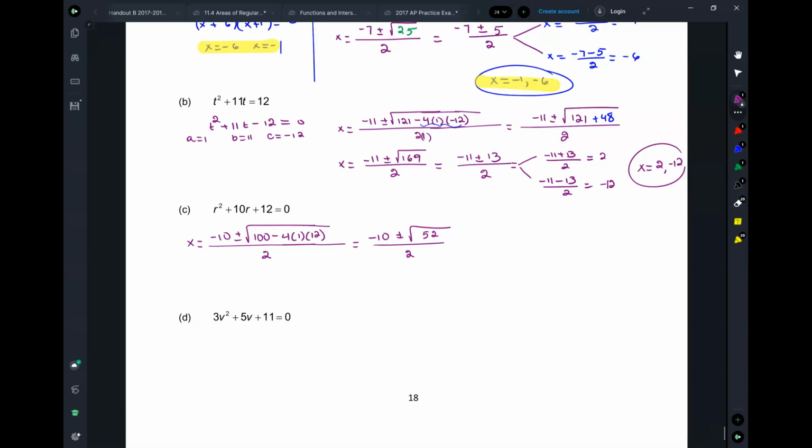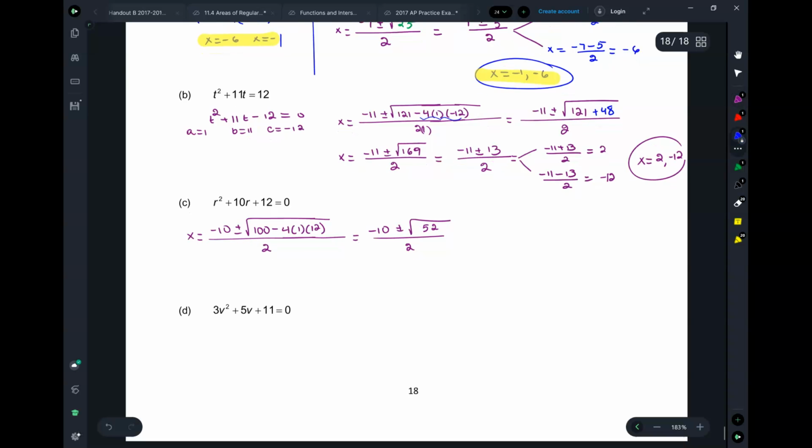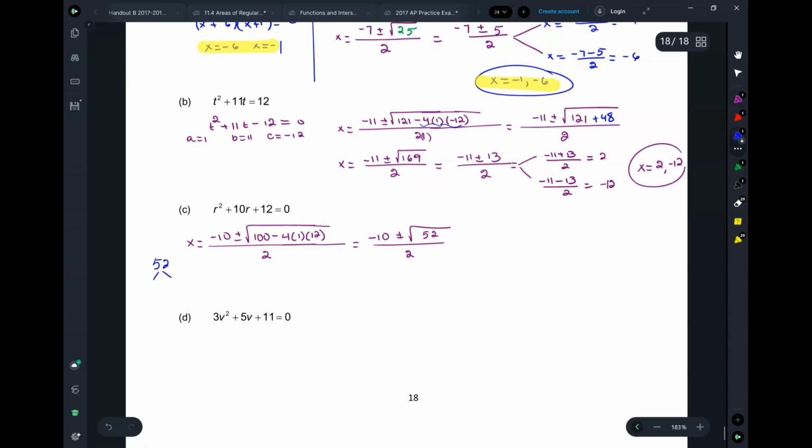Okay, so the 52 we have to simplify. And you will do it the same way as we've always done it. Right? 2 and 26, 2 and 13. So this is going to be negative 10 plus or minus 2 root 13 all over 2. Uh-oh. This needs to be reduced now. All right, the 2 root 13 is fine as far as the root is concerned.